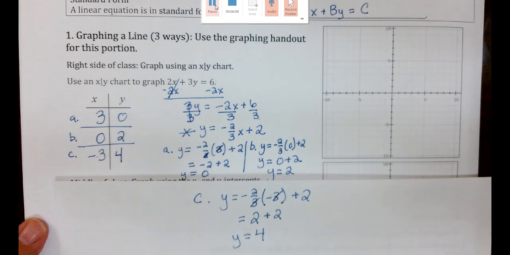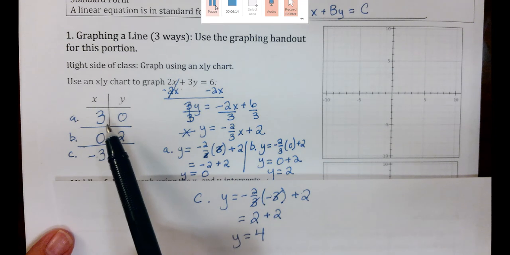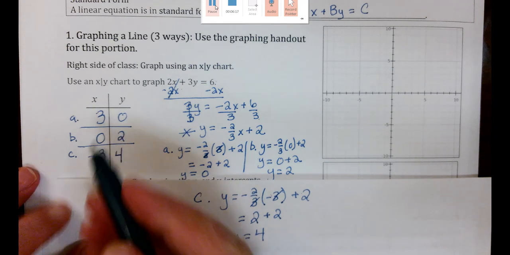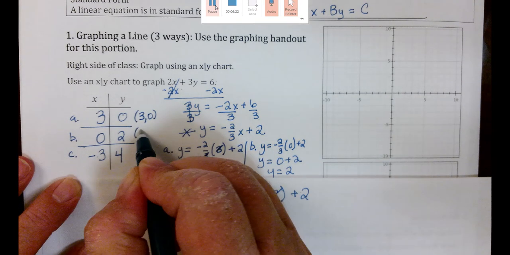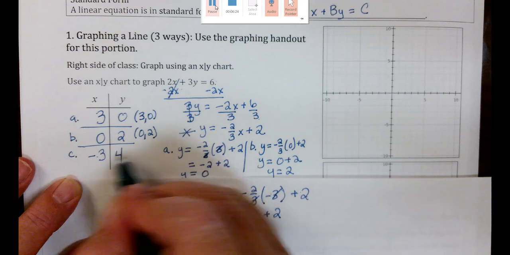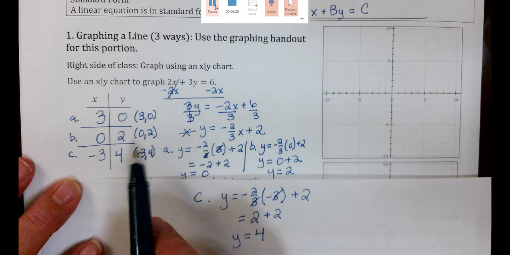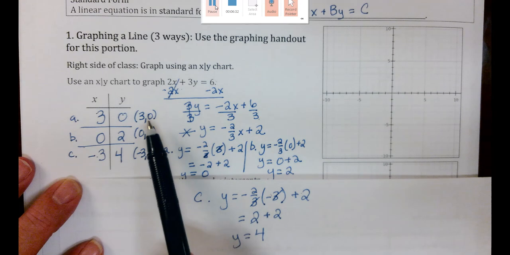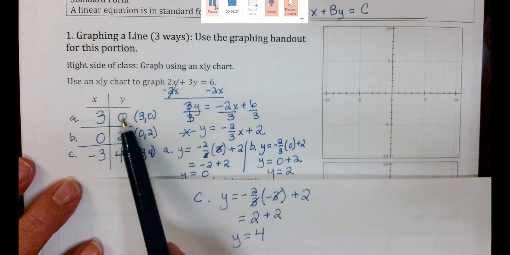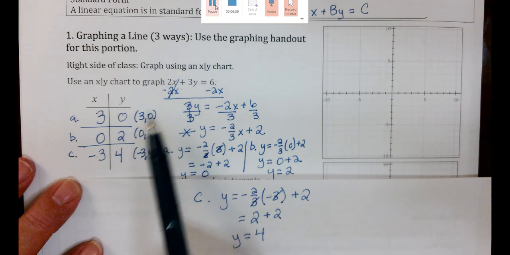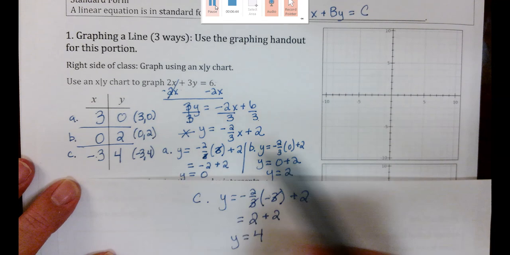Okay. So now this XY chart is essentially points I'm going to use to graph this line. So I really have the point 3, 0. I have the point 0, 2. I have the point -3, 4. And we won't do this every time we use an XY chart. I want you to get in the hang of understanding that if I have the x value of 3, the y value of 0, that is the point 3, 0. So you don't have to rewrite it every time. Okay, let's graph these points over here on our graph.